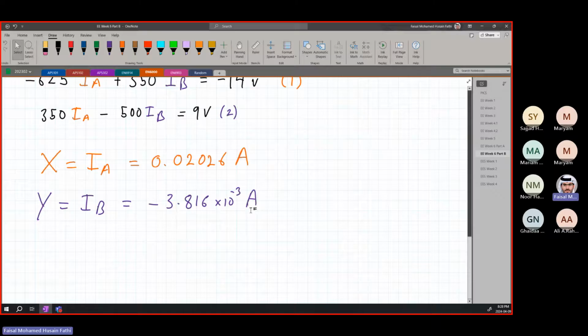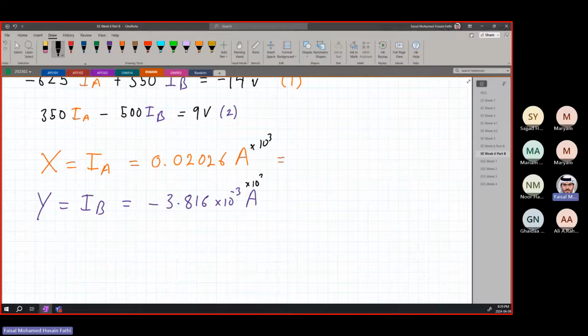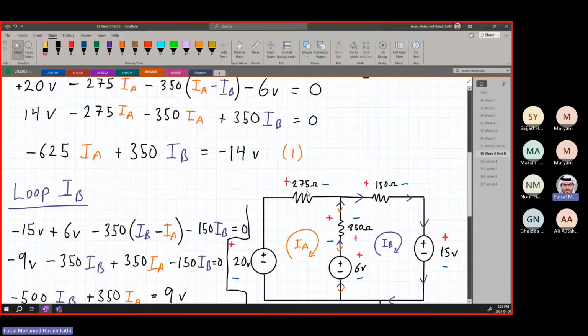Okay, what we can also do is convert them into milliamps. If we want to convert this into milliamps, we just multiply it by 10 to the power of 3. This is going to be equal to 20.26 milliamps, and the bottom one is just going to be negative 3.82 milliamps. All right, just multiplying by 10 to the power of 3. You guys should already know how to do this conversion. Now we have found the currents. Okay, that was the whole question.